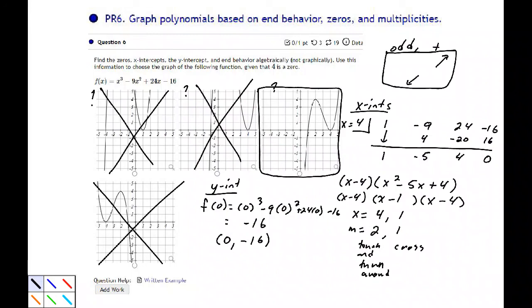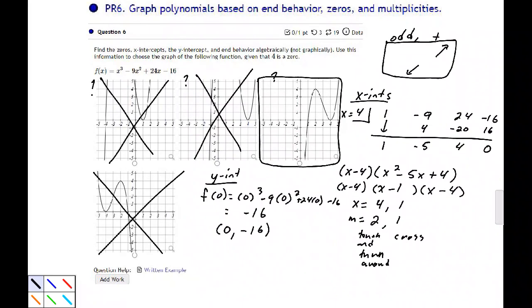Now, the work for this includes finding the end behavior, the y-intercept, the x-intercepts. Unless for some reason you think, aside from using a graphing calculator, you could justify your choice with fewer than all that information, in which case, be prepared to justify yourself. Why you think only the x-intercepts or only the end behavior will help you determine the right graph. So, there's PR6, graph a polynomial based on end behavior, zeros, and multiplicities.